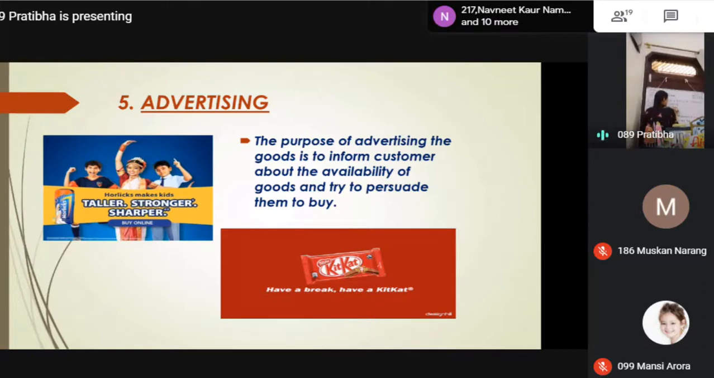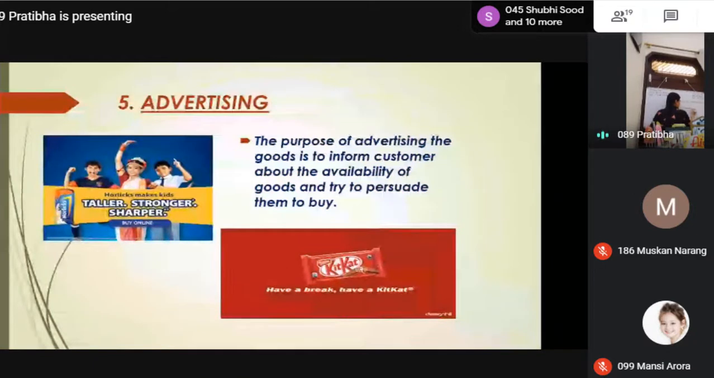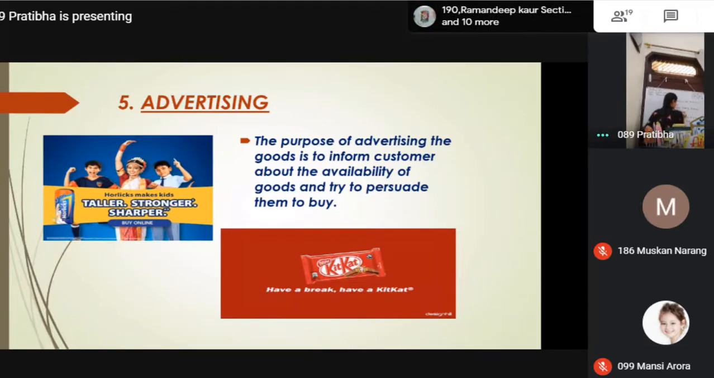It helps in creating the demand, creating awareness about the product. The second role is that it enhances customer satisfaction.